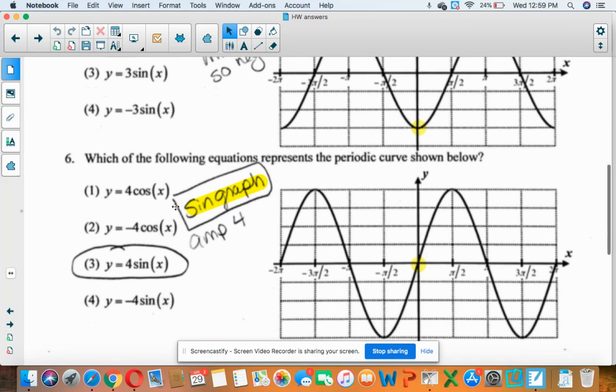Number 6, which of the following equations represents this curve? This is going through the origin, so this is a sine graph, and it has a height of 4, but it has not been reflected, so it is just going to be y equals 4 sine of x. If at pi over 2, it wasn't up here at 4, but it was down here at -4, and the curve was going the opposite way, then that would be y equals -4 sine of x.